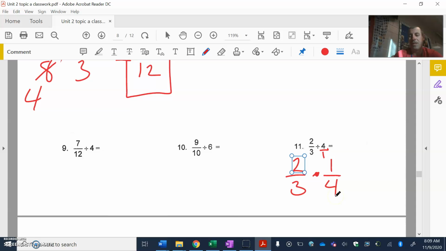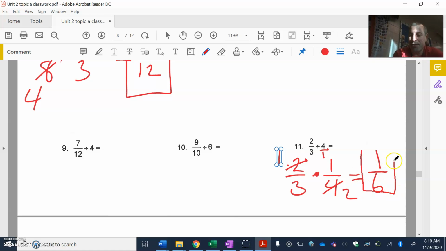And there we go. Cross division, yes, thank you very much. We can divide them both by 2. Oh, man, my cross division's off today. Divide them by 2, so we get a 1 here. Divide the 4 by 2, we get a 2. Let's multiply across. 1 times 1 is 1. 3 times 2 is 6. We got ourselves 1/6.